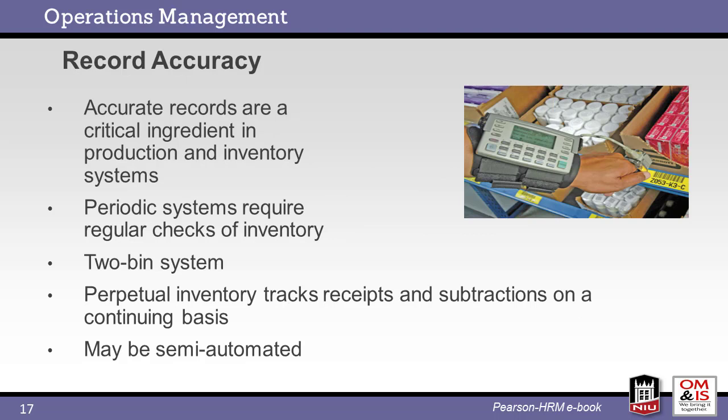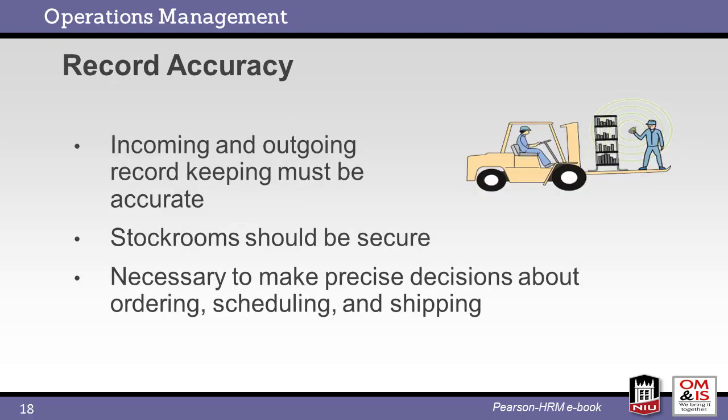To effectively manage inventory records, accuracy is critical. Your analysis is only as good as your data. Regular verification of inventory may be necessary. Two-bin systems, cycle counting, and continuous tracking supported by automated methods may be used, especially for A items. In order to ensure accurate counts, incoming and outgoing movement must be tracked and stockrooms secured. These steps will improve the accuracy of your inventory data and thus your management decisions regarding inventory.